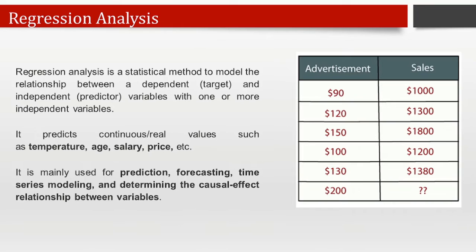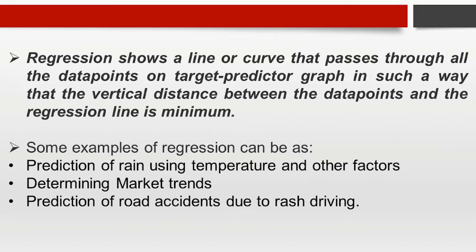So to solve such type of prediction problems in machine learning, we need regression analysis. Regression is a supervised learning technique which helps in finding the correlation between variables and enables us to predict the continuous output variable based on one or more predictor variables. It is mainly used for prediction, forecasting, time series and modeling etc.